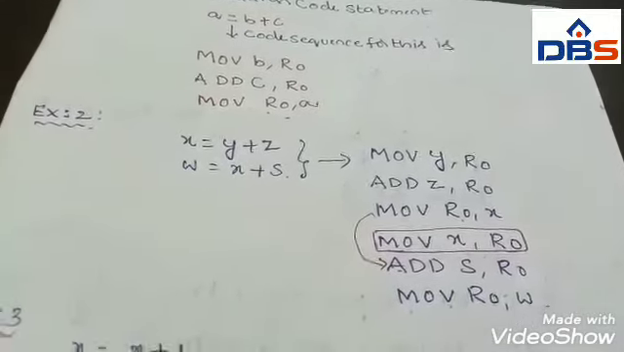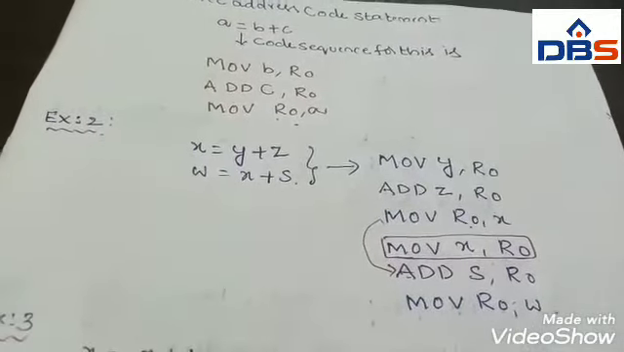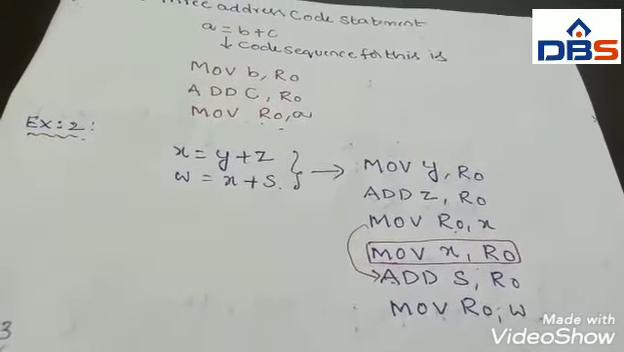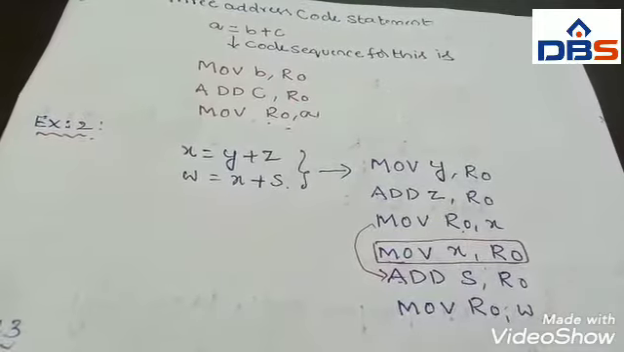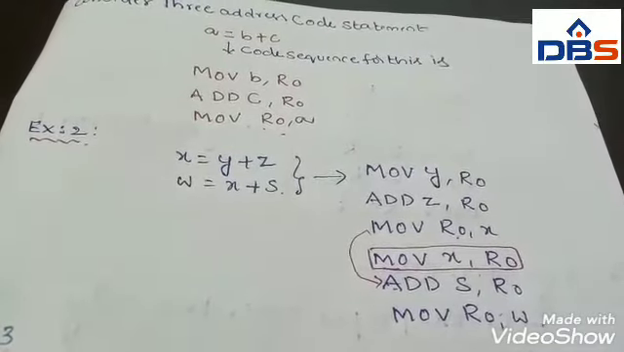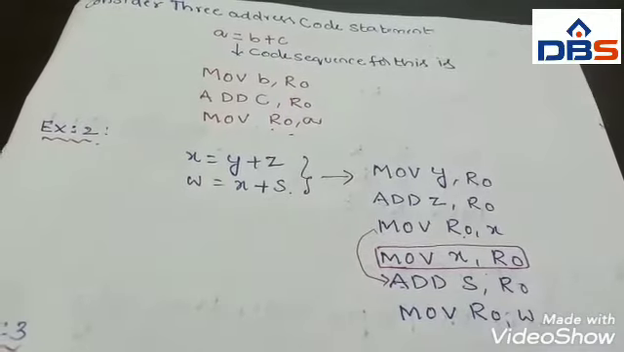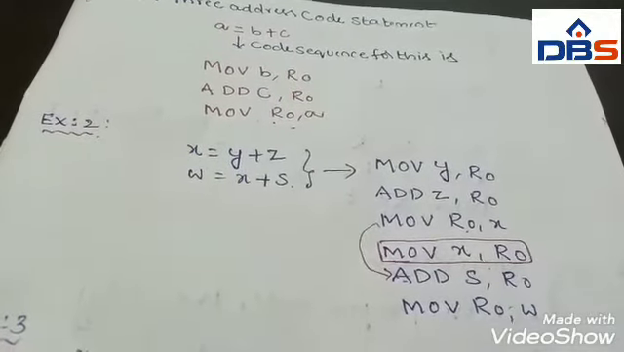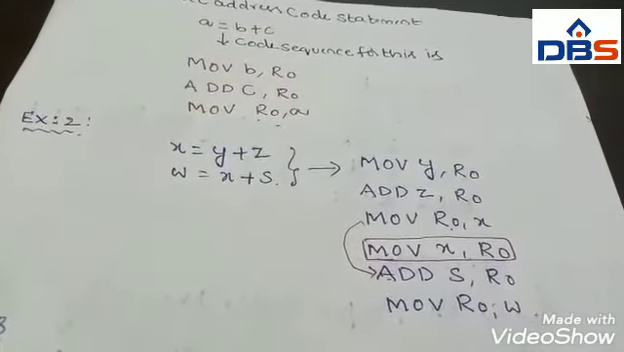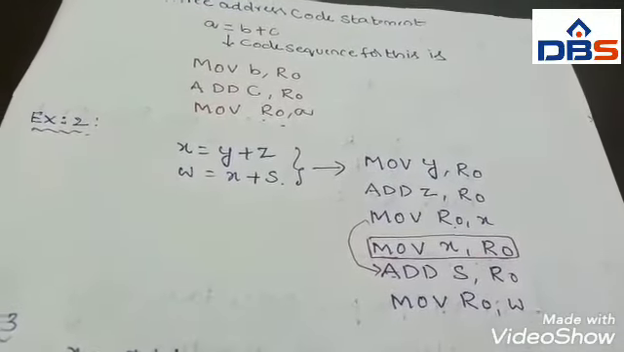Here if we see, the fourth statement is redundant, because in the third statement the content of R0 is x. Again we are moving the same x into R0. So the fourth statement is redundant, not necessary. Directly after moving R0 to x, we can add s to R0.